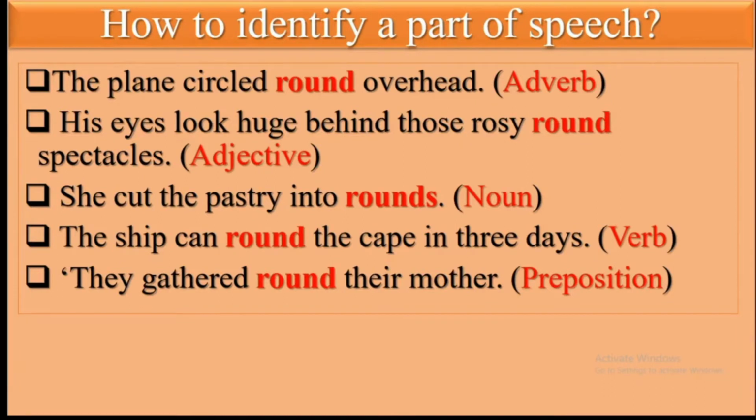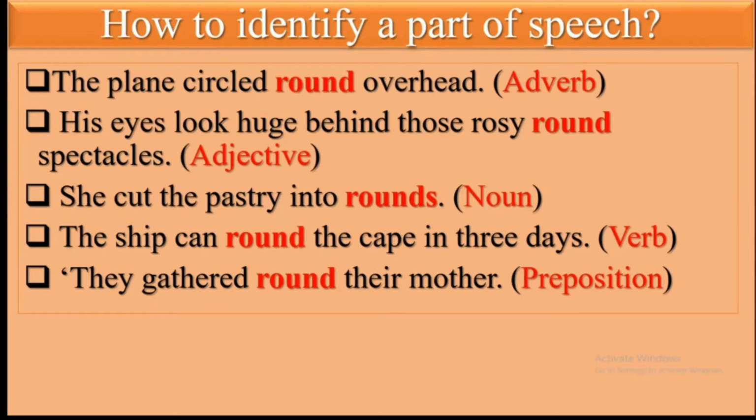She cut the pastry into rounds. Here rounds is a noun because it has been used as the object of the preposition into, or here rounds is a name of something which has a roundish shape. The ship can round the cape in 3 days. In this sentence, round is a verb because it expresses a kind of action of going around the cape in 3 days.